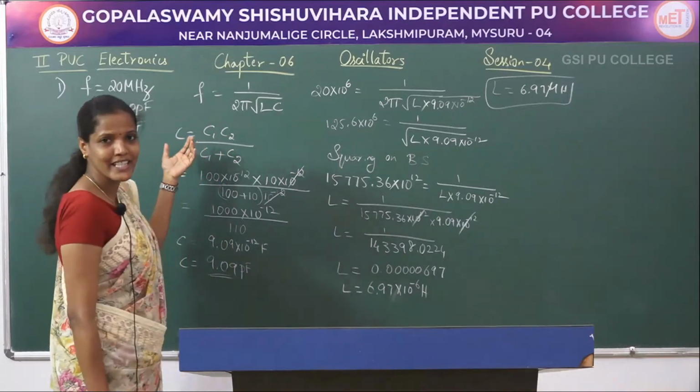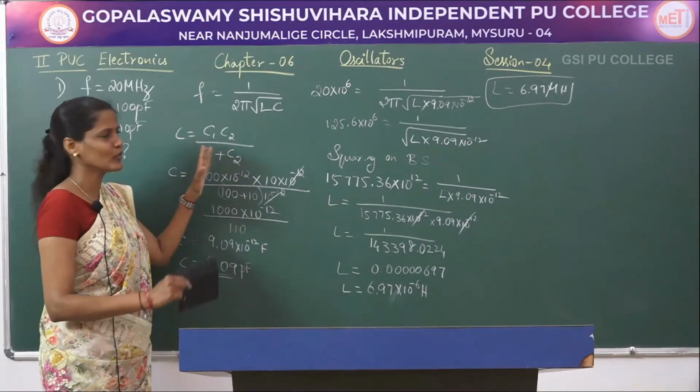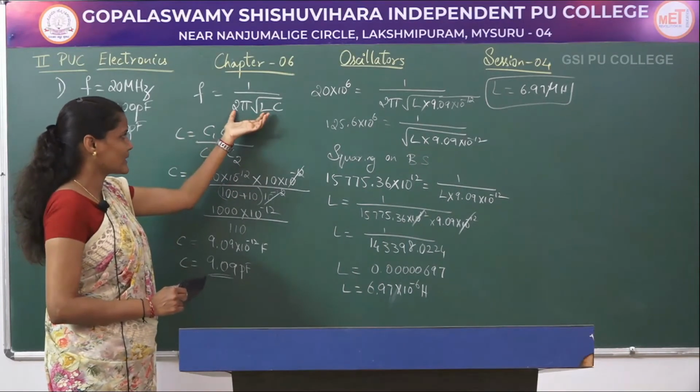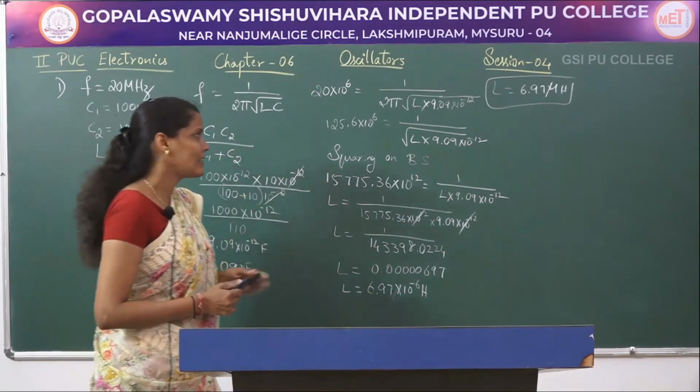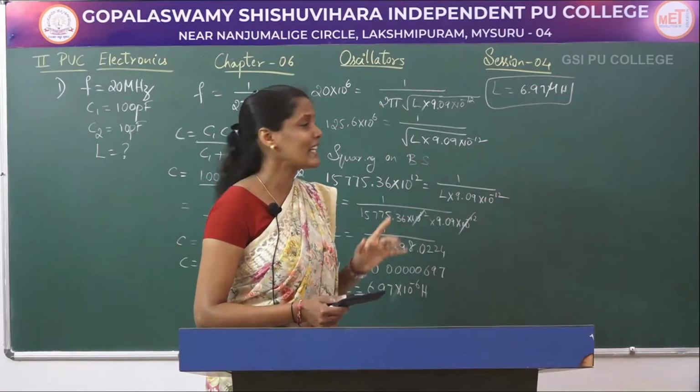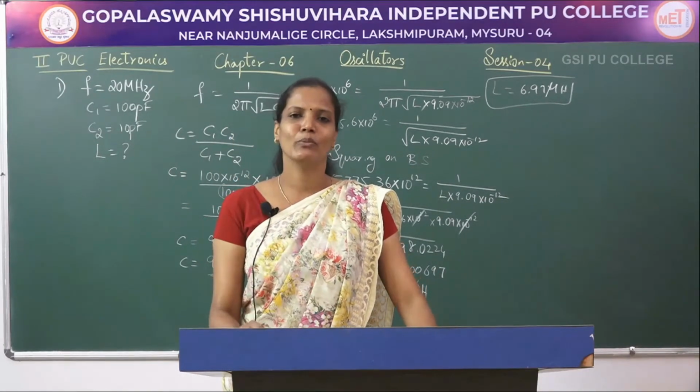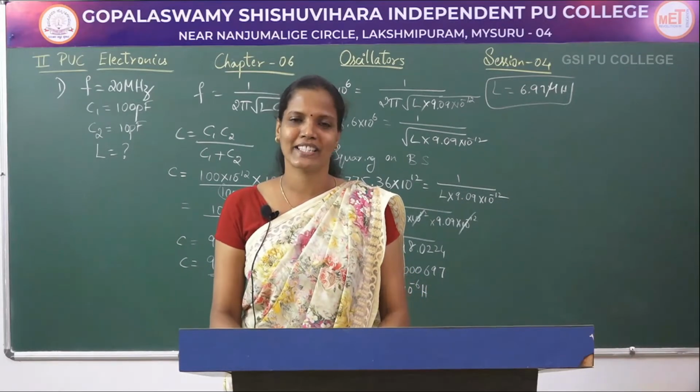First you have to find out the C value using this formula, C1 C2 divided by C1 plus C2. Then substitute that C value in this particular expression and find out the L value. So in this problem we got L as 6.97 micro Henry. Clear? Now we will move on to the second problem of this session.